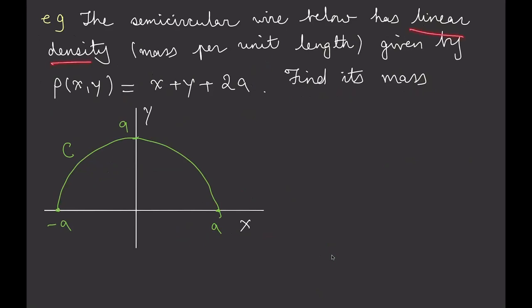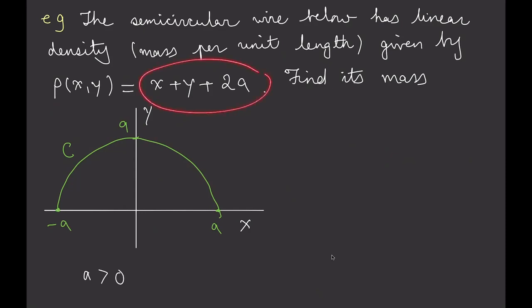So, a linear density. This is a semicircular wire. It has a linear density, and what I mean by that is the mass per unit length. If I take one length of this wire, it has this density, given by this expression over here: rho of x, y equals x plus y plus 2a. What you're asked to do is find its mass, and I should mention that a is a positive quantity. You're asked to find the mass of this object.